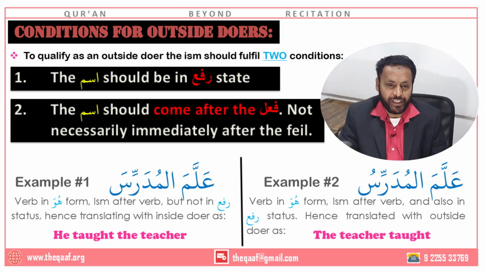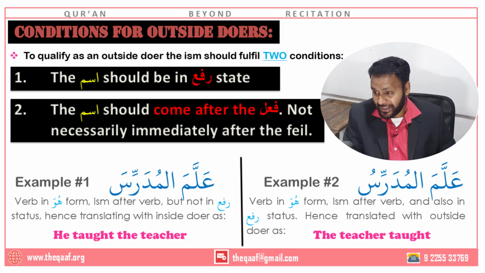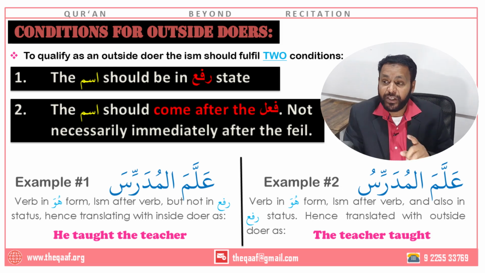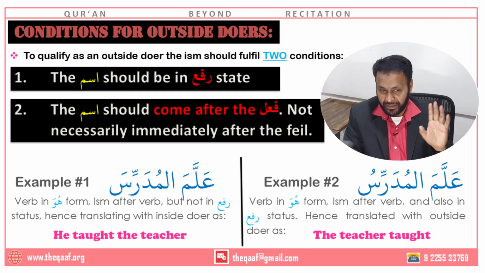So here are the two conditions. The first condition is whichever ism is going to act as a doer. The doer will be ism, right? The doer can only be isms, nouns. So the ism should be in the rafa state. That's one of the conditions.